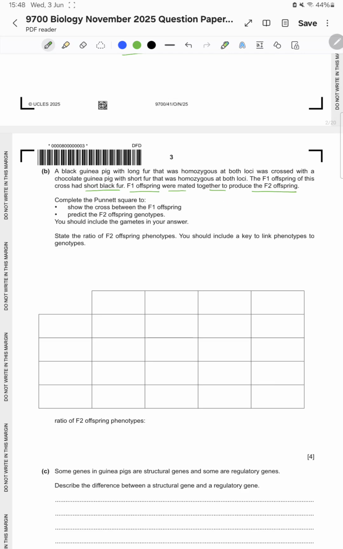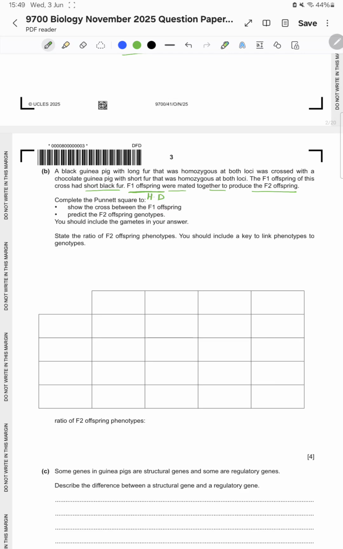Whenever you're going to cross offspring coming in F1, they'll always be heterozygous dominant. So basically you have to cross two heterozygous dominant. Now what we need to do here is complete the Punnett square to show the cross between the F1 offspring and predict the F2 offspring. You should include the gametes in your answer. State the ratio of F2 offspring phenotypes. You should include a key to link phenotypes to genotypes. Alright. So first of all, as we have said, F1 offspring must be heterozygous dominant, right?